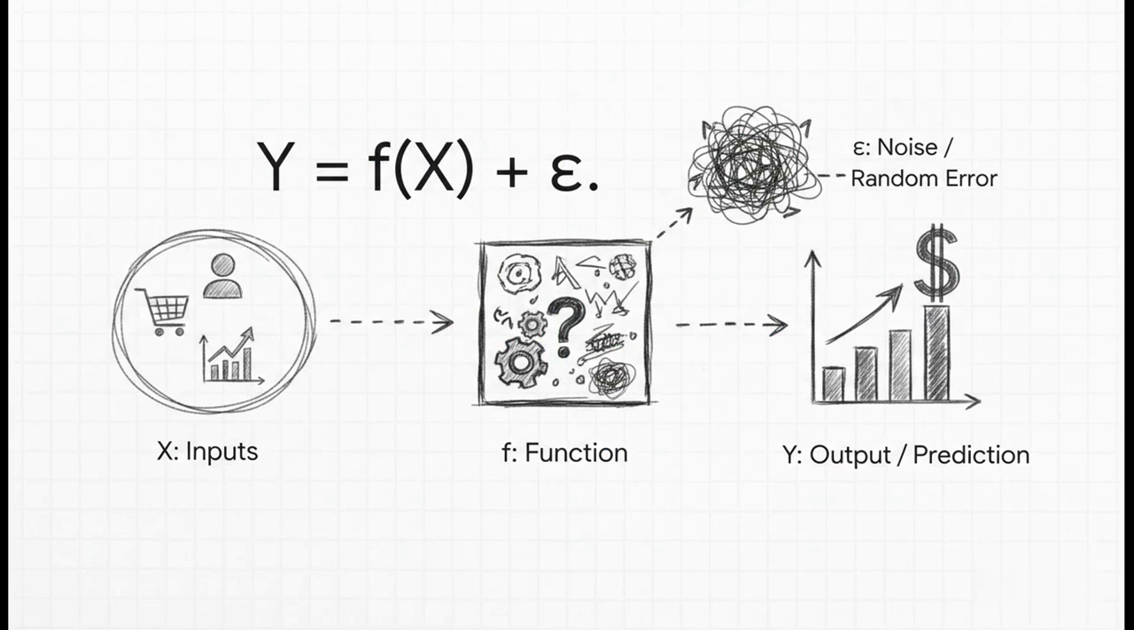And here it is, the big idea. I know, it looks incredibly simple, but this little equation is the absolute bedrock of machine learning and modern statistics. All it says is that any output we care about, which we'll call y, is just some function of our inputs, x, plus a little bit of random error, epsilon. And our whole job? It's to figure out what that mysterious function f really is.